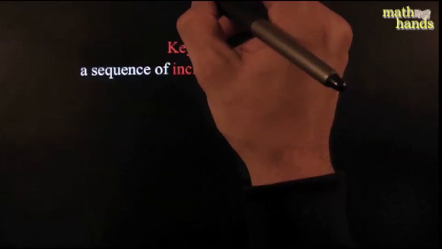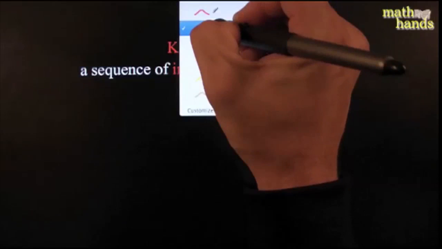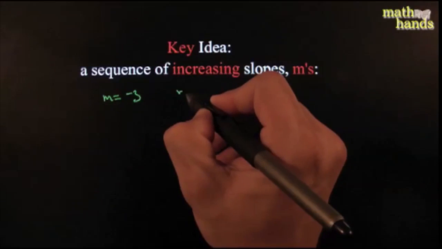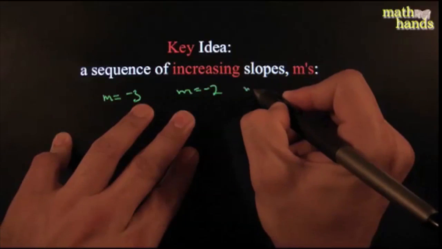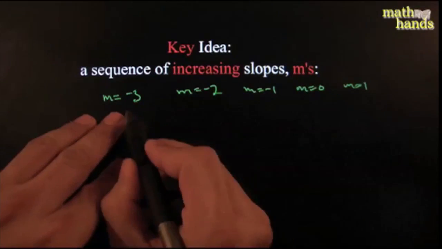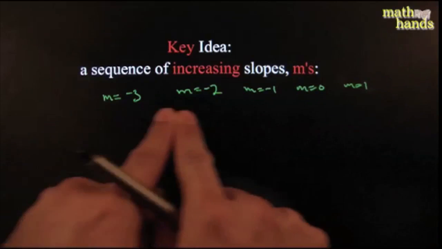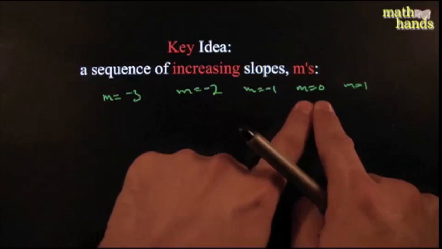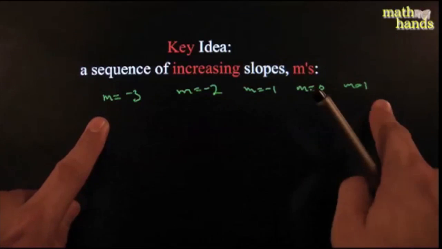Here's another. Let's do the same example one more time. This time let's say m is equal to negative 3, m is equal to negative 2, m is equal to negative 1, m is equal to 0, m is equal to 1. Are these slopes increasing? We always move from left to right. As you move from left to right, negative 3, negative 2, negative 1, 0, 1, that's increasing. So the slopes are increasing.